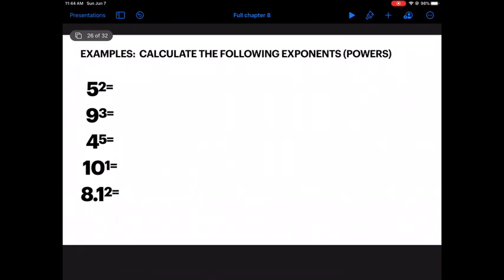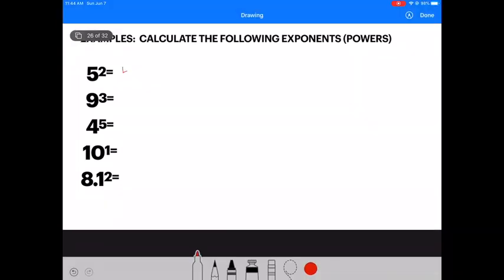Okay, so now that we've had these examples of exponents, a little introduction, we look at these examples. So you have 5 squared. That actually becomes 5 multiplied by 5, which is 5 times 5, 25. So 5 squared is actually 25.